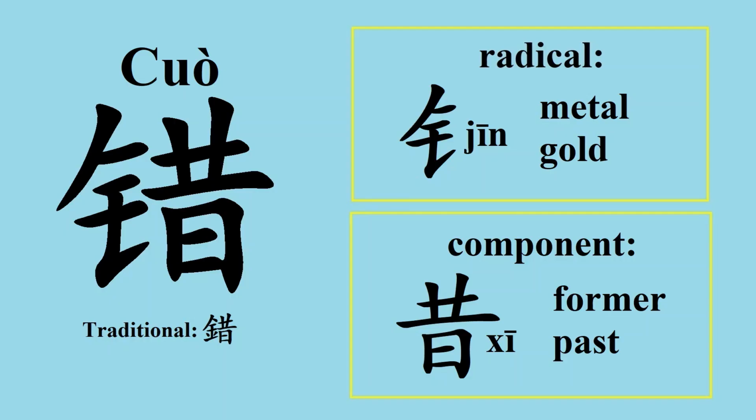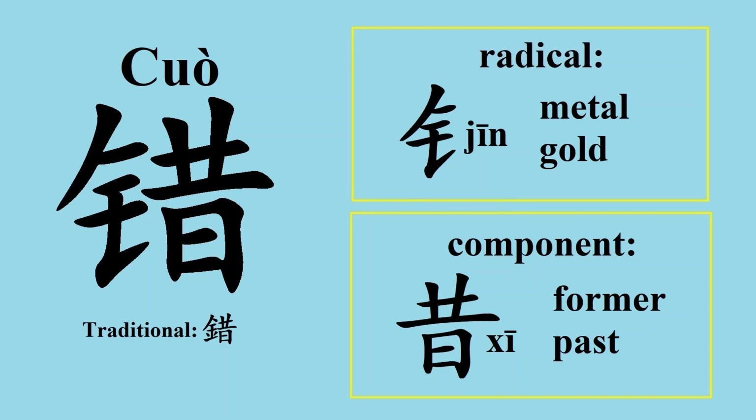How to write the Chinese character 错. 错 has 13 strokes altogether, and the radical is 金, which means gold or metal in English.